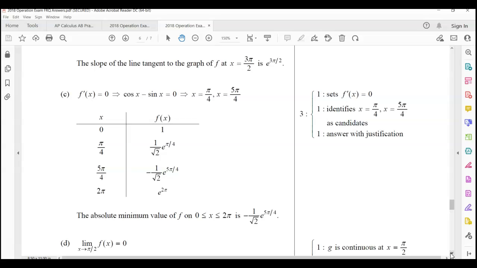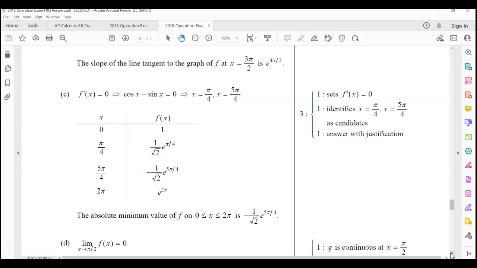Did it ask for the value? It says the value of f, which is the y. Oh, and the interval is 2 pi, not pi, so I did that for pi. Oh, but I still get 2 points for doing pi over 4 and 5 pi over 4, though, right? If you identify them as candidates, yep. So I got 2 points.